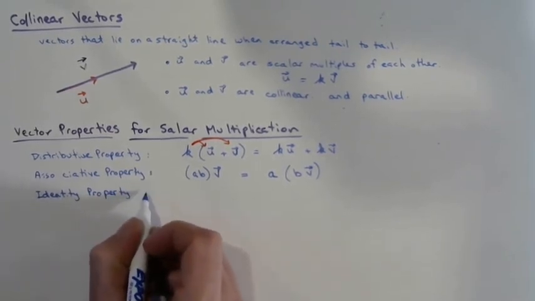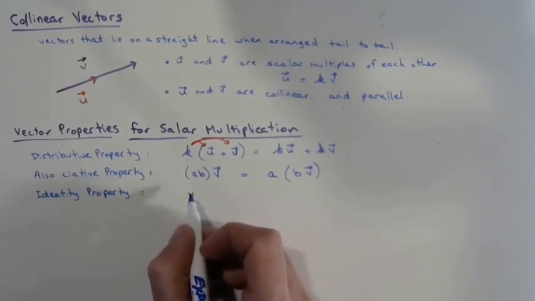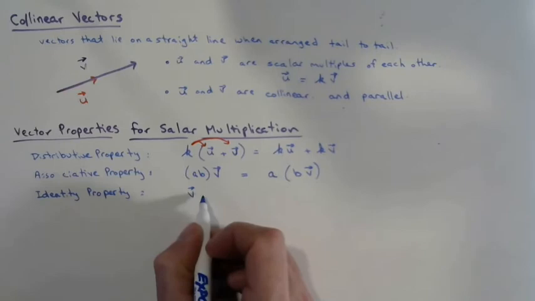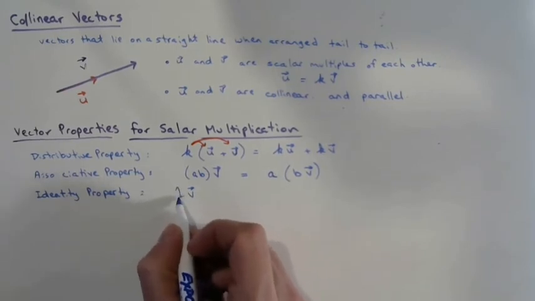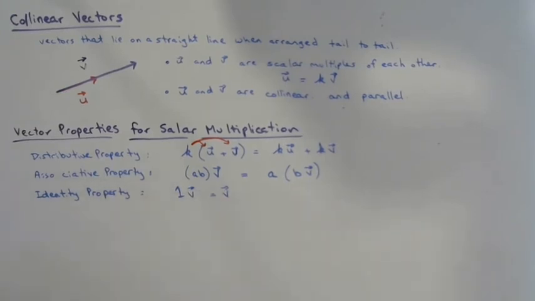And the last one is the identity property. Again, another one that you just do automatically. That is, for any vector v, if we take a scalar multiple of 1, and we go 1 times v, well, that's just equal to v. Anything times 1 is just itself. All right, let's head into example 3.